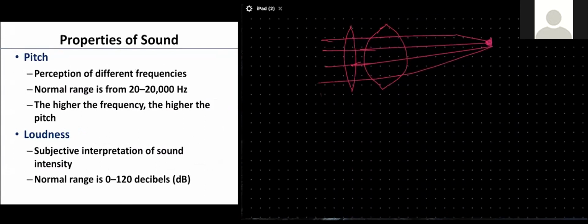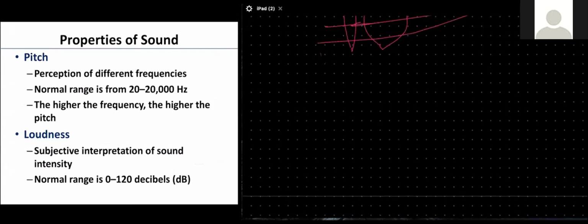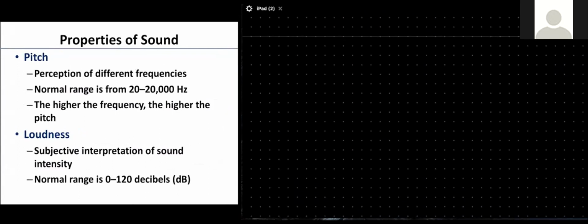In order to understand hearing, we need to understand two main properties of the sound. We need to differentiate between the pitch of a sound and the loudness of the sound. Pitch of the sound is going to be determined according to the frequency of the sound waves that will be created, compared to the loudness of the sound, which is going to be determined according to the amplitude of the sound wave.